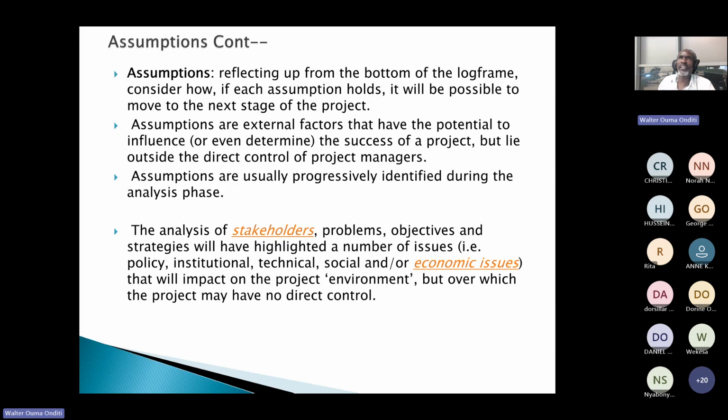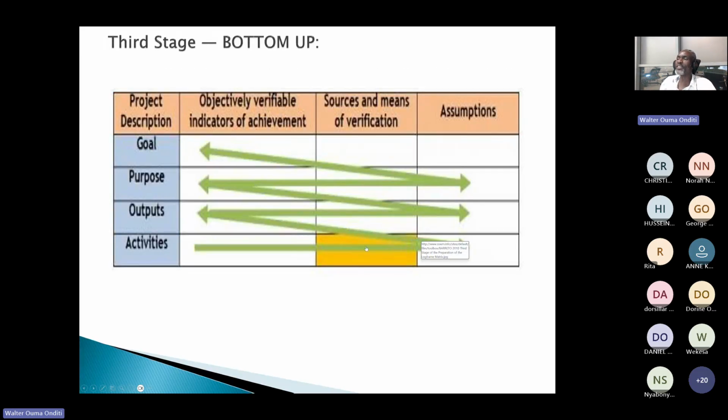Like friendly government policy. A project may not have control of government policies, but it can influence them in one way or the other. They are reflected up the bottom of the log frame. That's what we said, how to formulate them. Consider how, if each assumption holds, it will be possible to move to the next stage. I've just mentioned that in the lateral thinking. Assumptions are external factors that have the potential to influence or determine the success of the project. They are usually progressively identified during the analysis phase. So in that case, we do the stakeholder analysis to be able to come up with them. So this is the lateral thinking and how to formulate the assumptions, what we just did now.